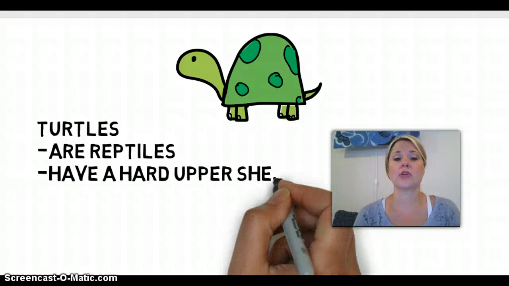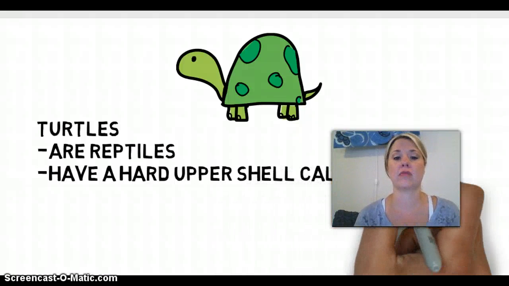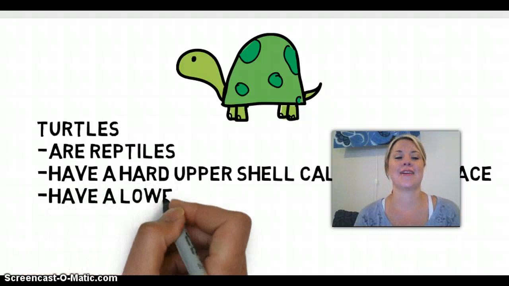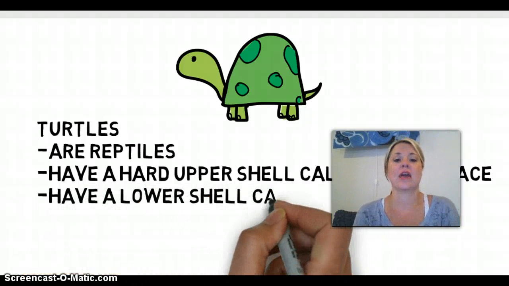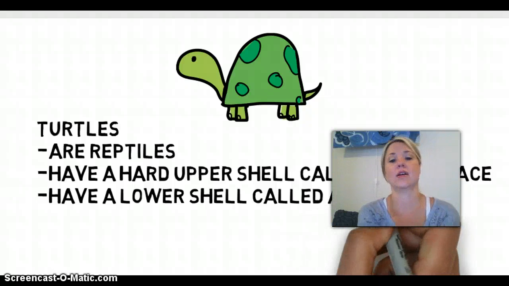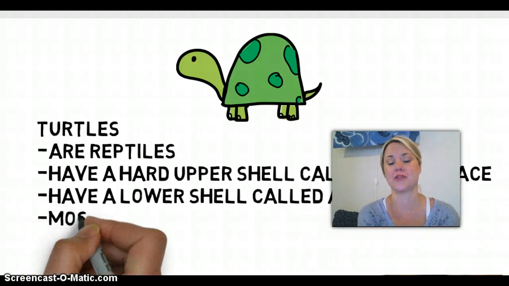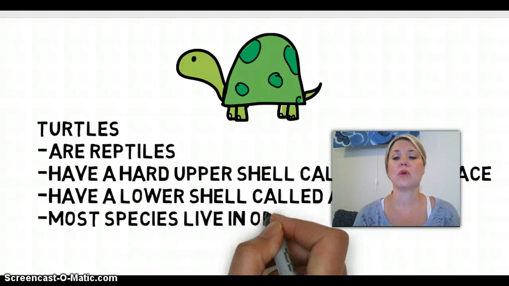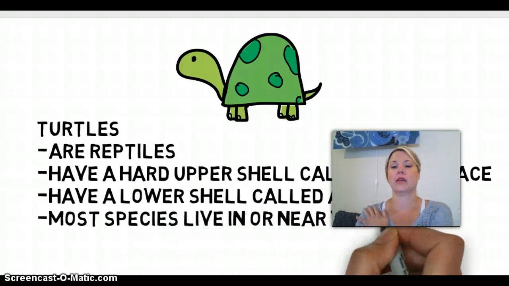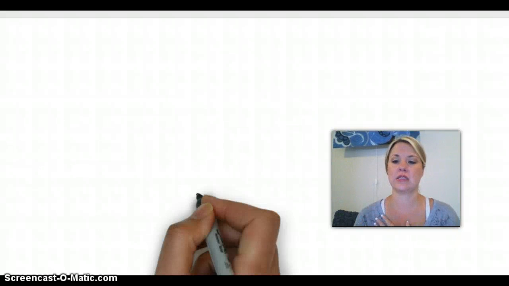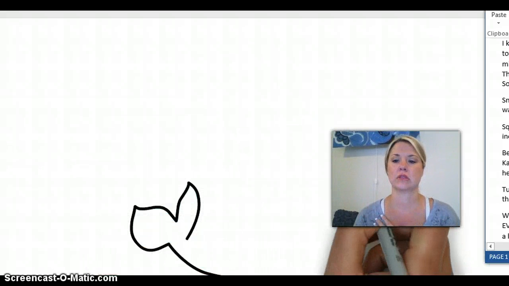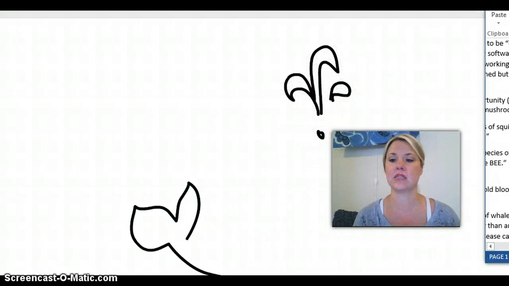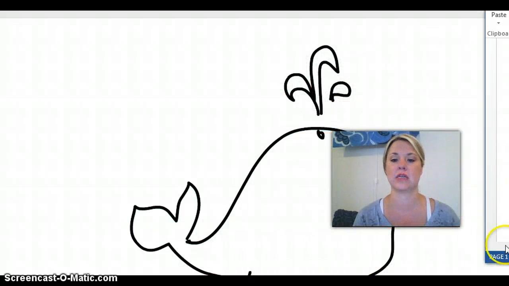They have hard upper shells, and they're called a carapace, and they have a lower shell, and that's called a plastron, and it's connected by what's called a bridge. Most species live on or near water, like I said before, and in Kansas we have 15 different species of turtles.